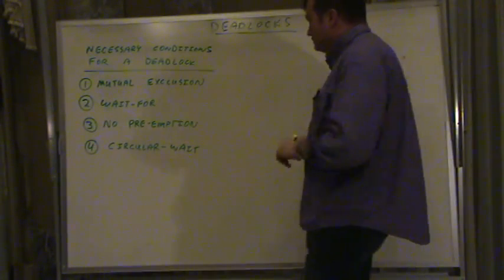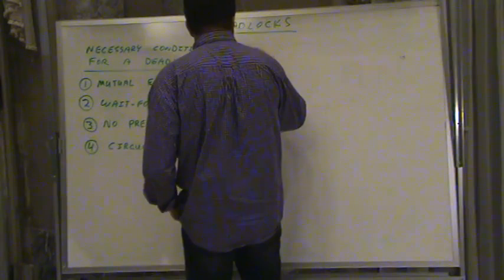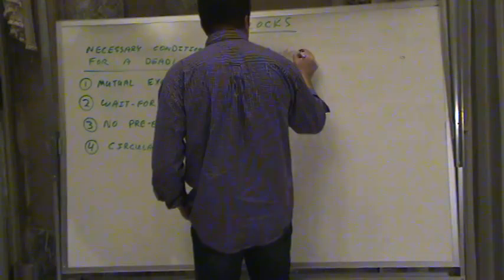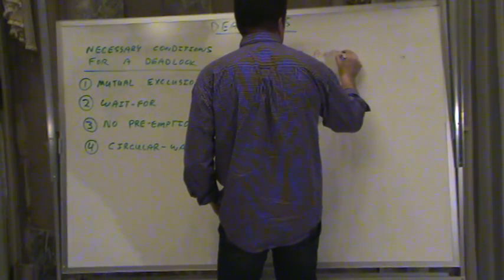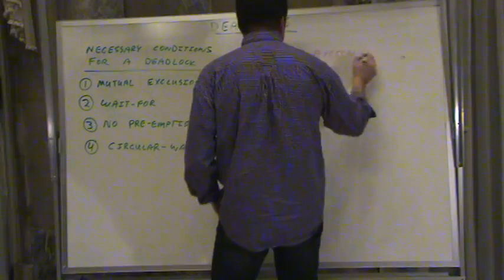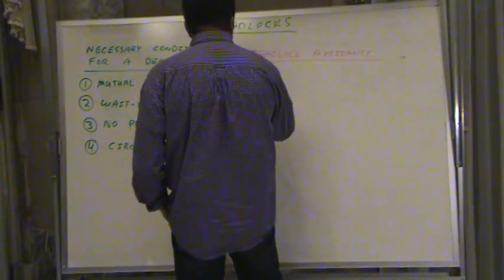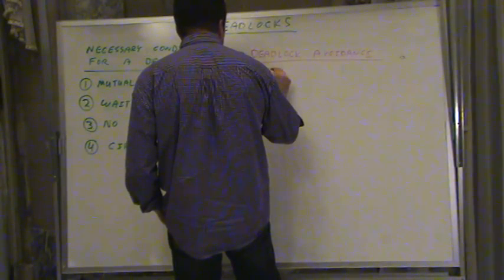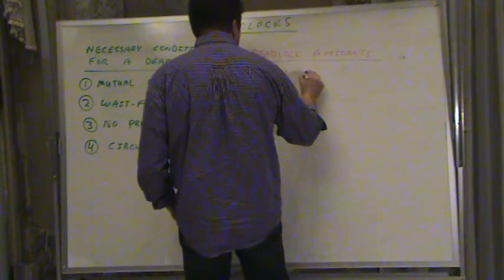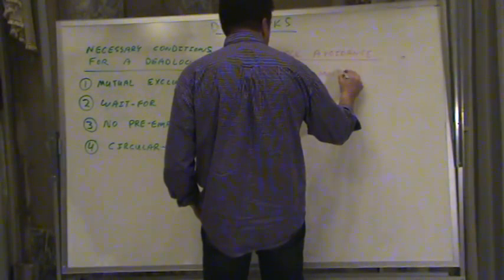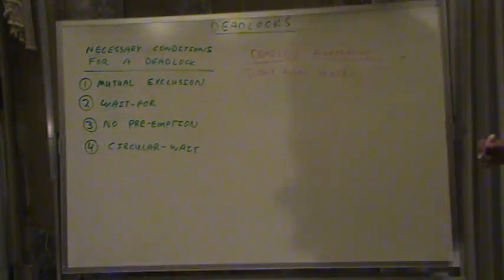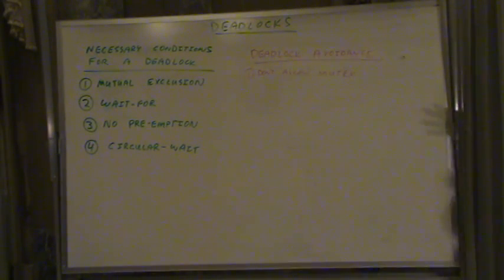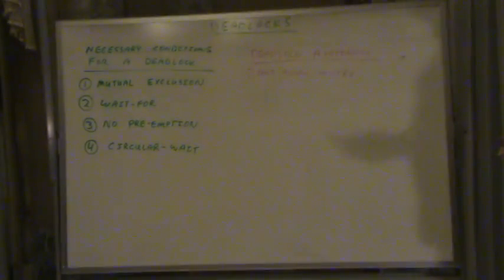So first of all, we're talking about the topic of deadlock avoidance. With deadlock avoidance, one choice is don't allow mutual exclusion. Don't allow mutexes. If you don't allow mutexes, you'll never hit a deadlock. Nobody can ever grab a resource. There'll never be a deadlock.